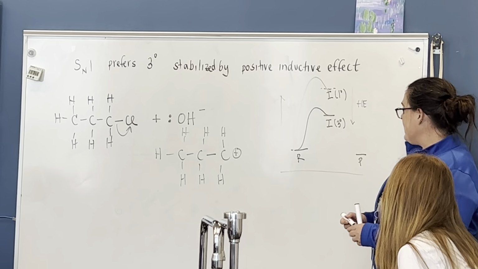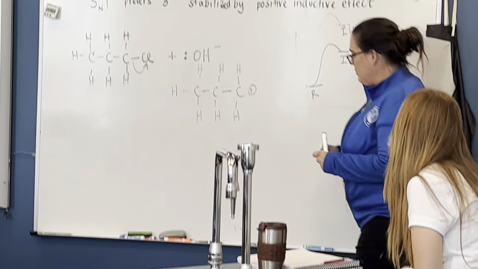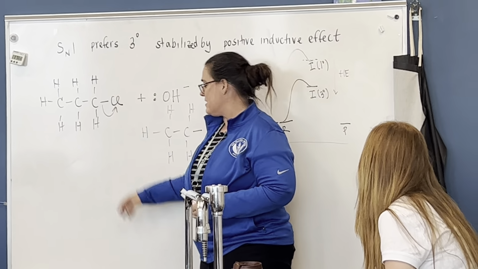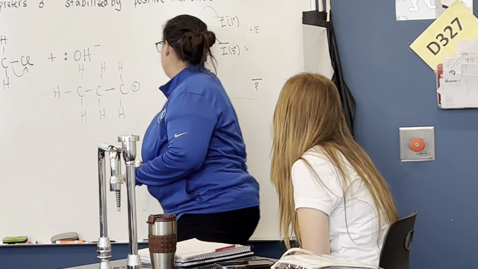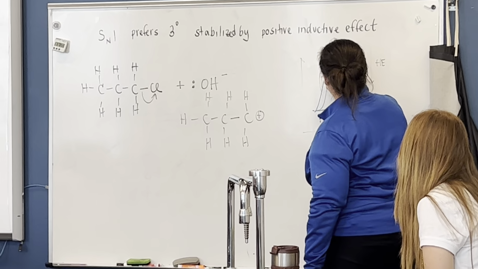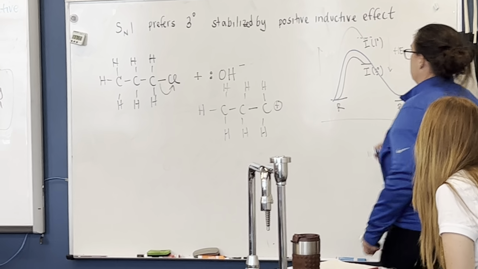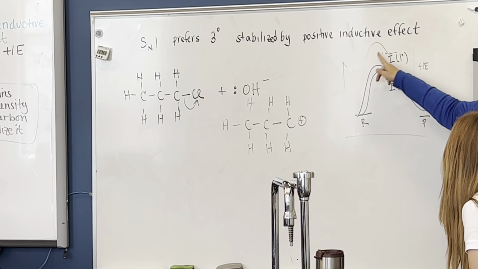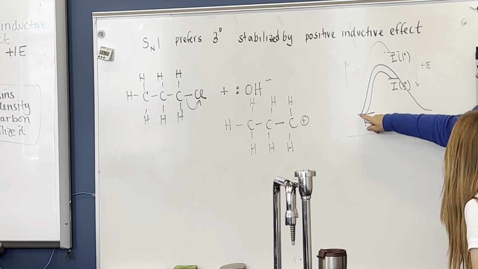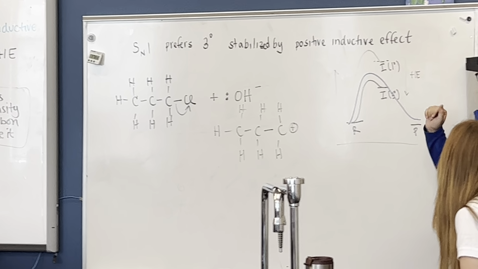And so what we find is that if we were to overlay the SN2 mechanism of this primary chloroalkane, it doesn't have an intermediate. The activation energy for just going in SN2 is lower than the activation energy for going through SN1.